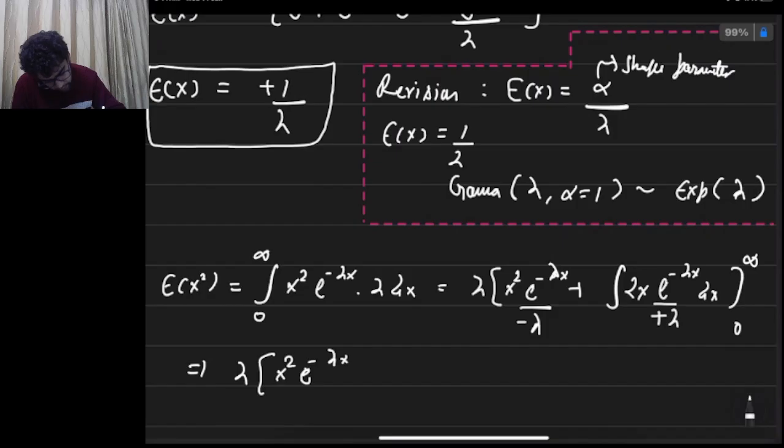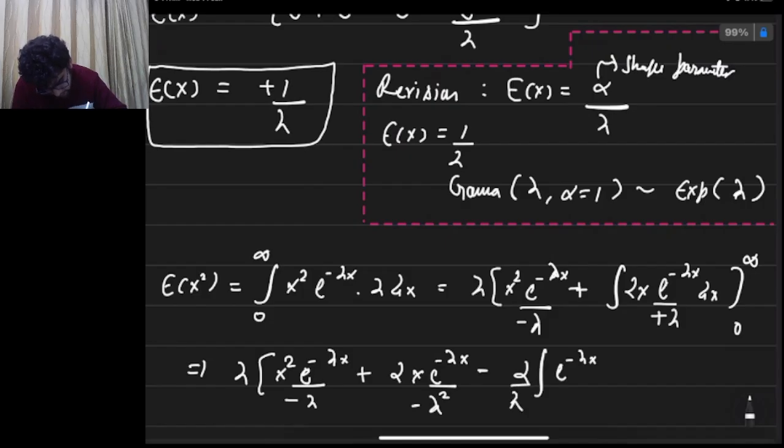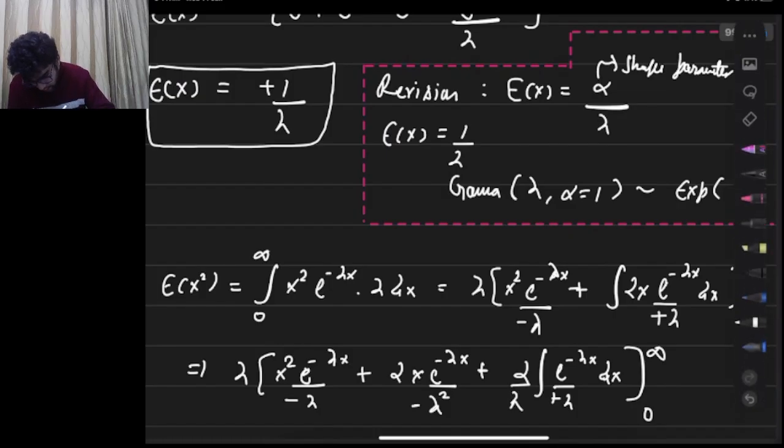Again, if I just try to do this, this gives me x square e to the power minus lambda x by minus lambda, and this was positive, so positive 2, and this becomes x e to the power minus lambda x, and already I had lambda, so this becomes minus lambda square, and this is a negative sign, and this becomes 2 times, x becomes 1, so this gives me e to the power minus lambda x, and I already had a lambda here, so e to the power minus lambda x by minus lambda dx, this becomes again positive, and again this whole from 0 to infinity. Now let me just copy this and proceed further.